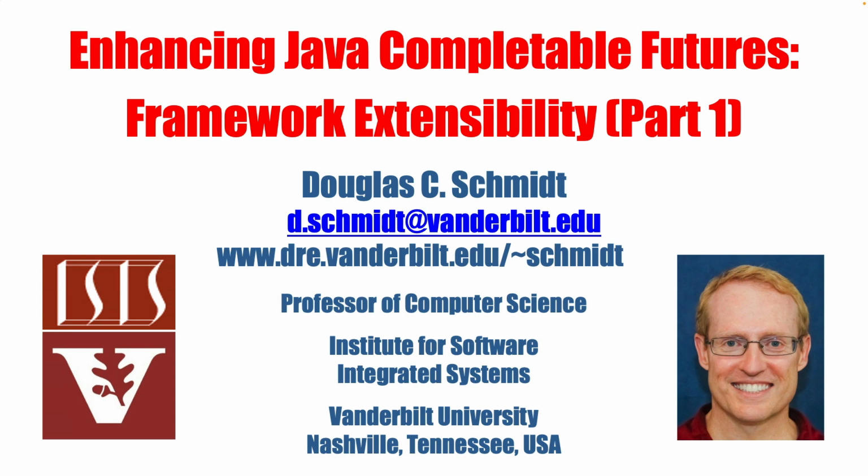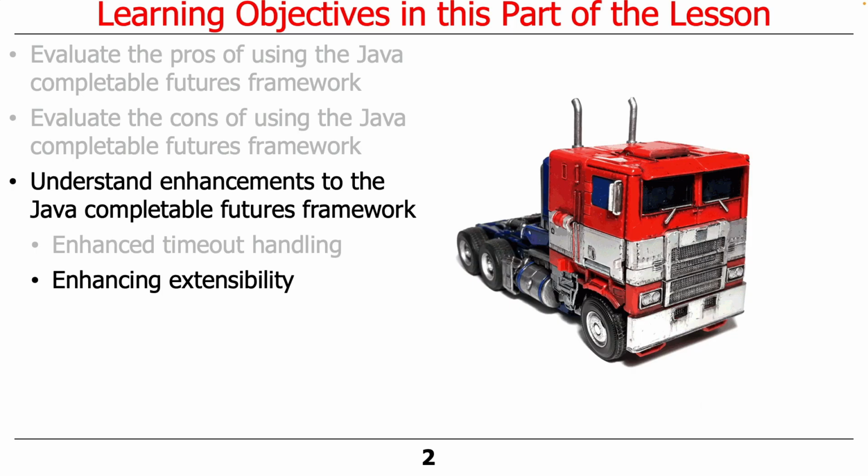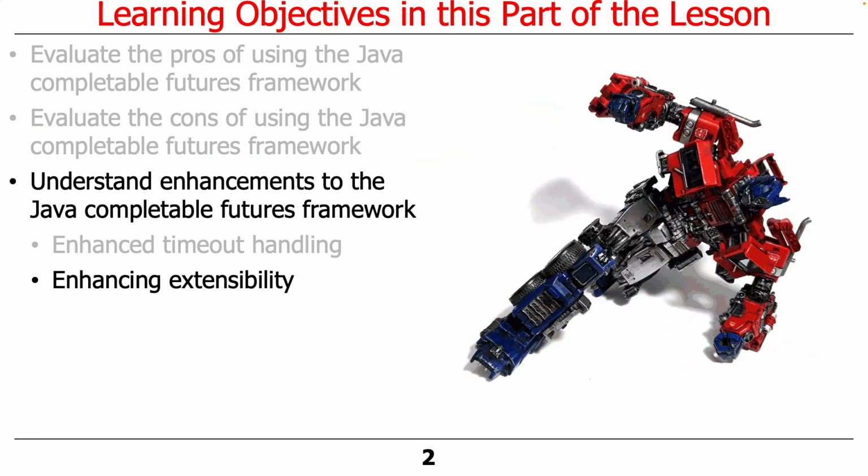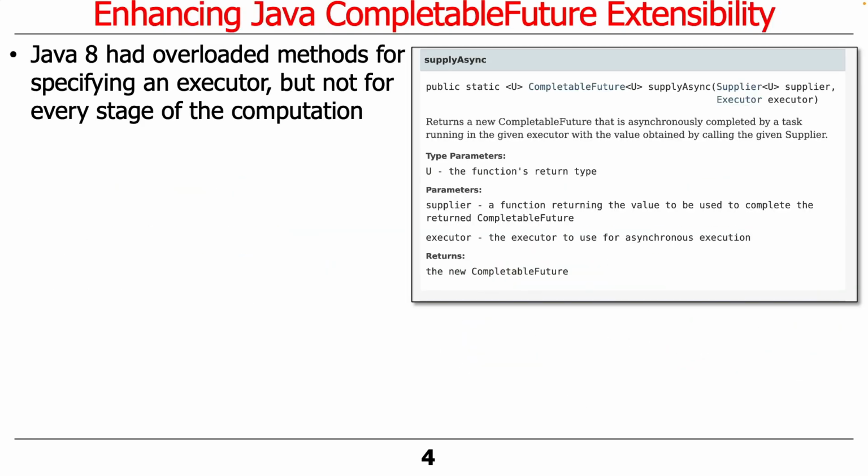So what we're going to start off today with is a discussion of some features that have been added to Java after Java 8 that enable certain things like the Java Completable Futures framework to work with virtual threads. Virtual threads is one of the main focal points of this course. So we're going to show how you can integrate this into the Java Completable Futures framework in a very interesting and cool way. So let's go ahead and take a look at the motivation for this.